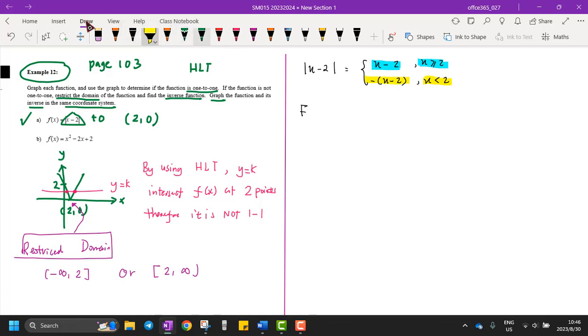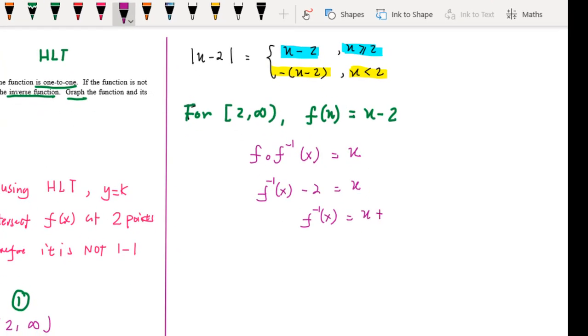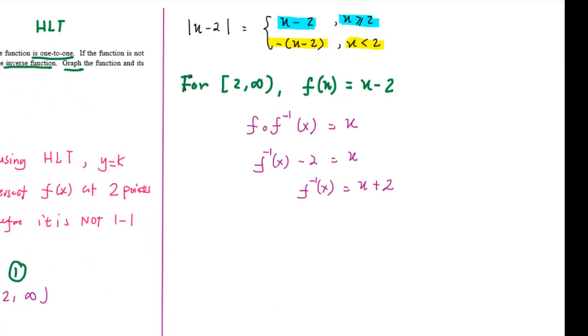So now we look at the question. Let's say I am taking this as the first set of the domain: 2 to infinity. It means that for our function f(x), we choose x minus 2. When finding the inverse function using the composite function method, we use x minus 2 as the function. So automatically it becomes f inverse of x, minus 2, equals x, so f inverse equals x plus 2. Okay, so we already have the function. You will find that it is very simple, it is not that difficult.